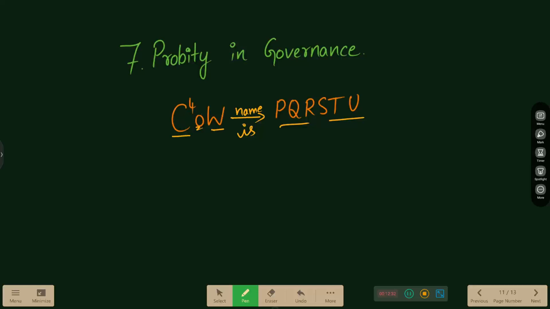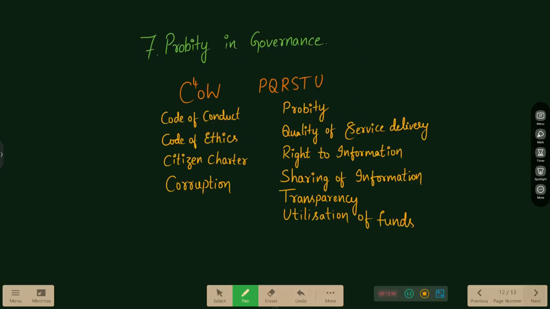Now we will see the abbreviation of these words. C stands for Code of Conduct, Code of Ethics, Citizen Charter, Challenges of Corruption. Then coming to PQRSTU, it stands for Probity in Governance, Quality of Service Delivery, Right to Information, Sharing of Information and Transparency, Utilization of Funds. If you want, you can add one more, that is Social Audit.